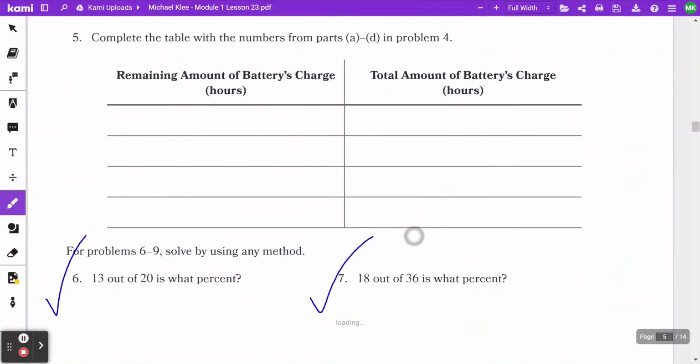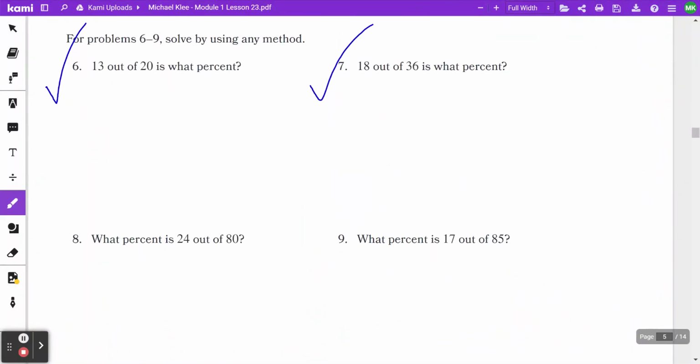Let's keep on going down. And then they come up with some setups that we just took care of. So what is 13 out of 20, what percent? Now this is a little different.